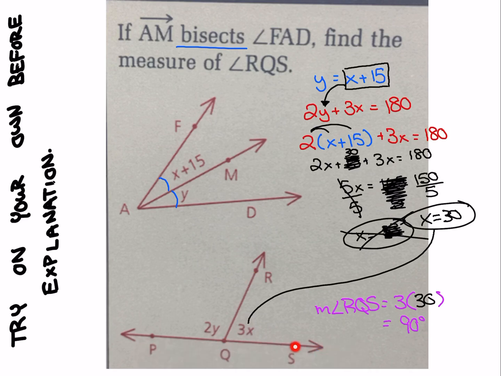Now you may be thinking, this doesn't look like 90 degrees, and I completely agree with you. It does not look like 90 degrees. However, we cannot just trust what a diagram looks like. We need to trust our numbers. And our numbers say that this angle is 90 degrees, so we're going to go ahead and stick with that. So therefore, angle RQS is equal to 90.